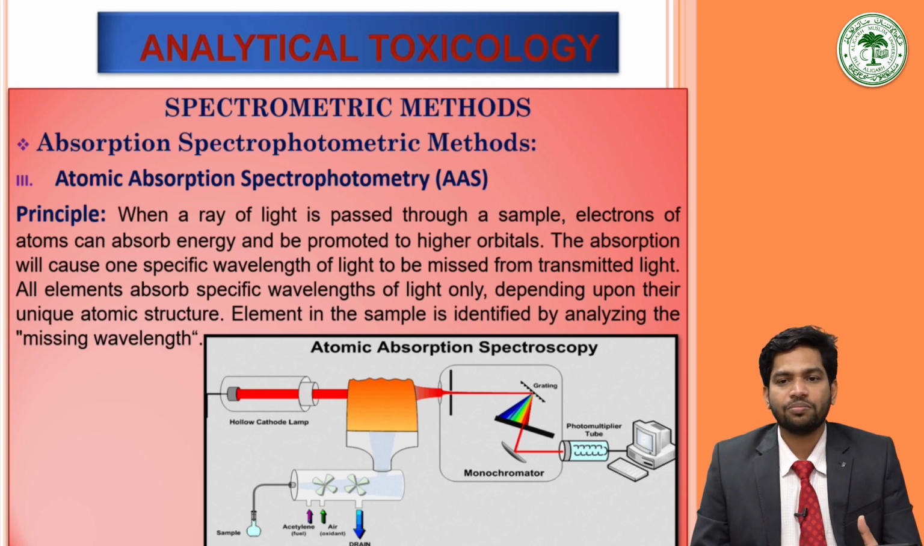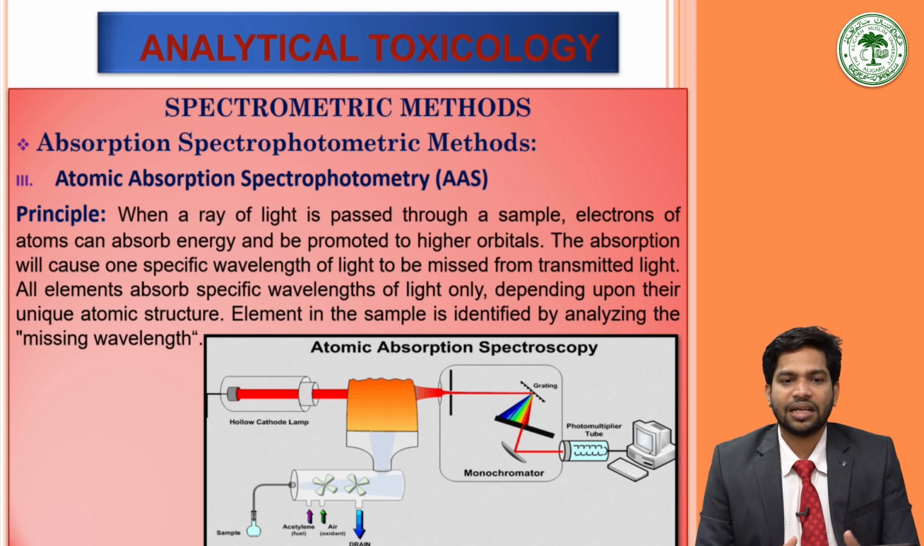All the elements absorb a specific wavelength of light only, depending upon their unique atomic structure. Just as a person can be identified by his fingerprints, an element can be identified by the specific wavelength of light it absorbs. Elements in the sample are identified by analyzing the missing wavelengths. This is the basic concept behind absorption spectrophotometry.